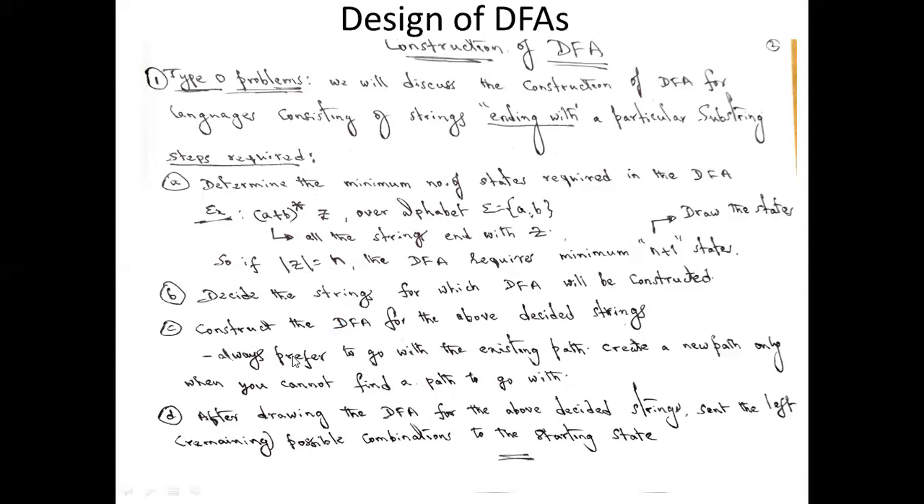In the third step, we need to construct a DFA for the above decided strings. Always prefer existing paths, as much as possible. Whenever an existing path is not possible, then only construct a new path. This is the third step. So start constructing the DFA for the above decided strings.